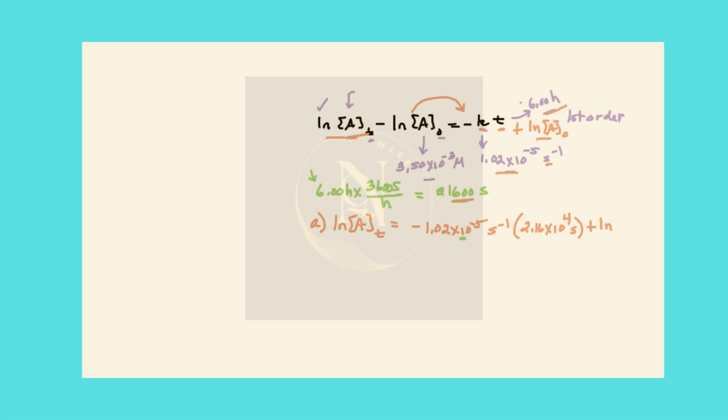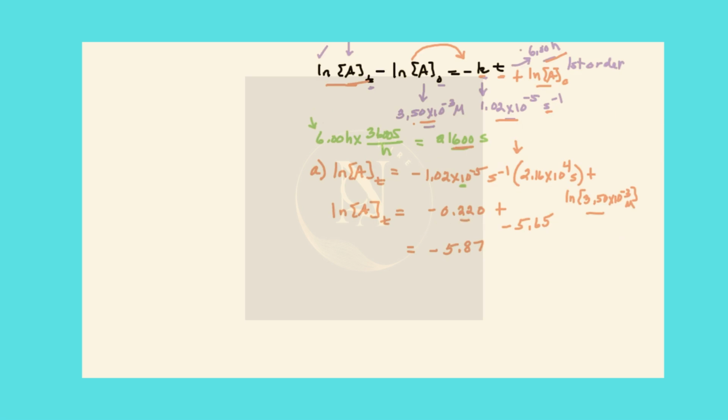And then we add natural log of our starting concentration, which was the natural log of that 3.5 times 10 to the negative 3 molar. So let's go ahead and figure out this product and the natural log of this term and add them together and see what we come up with. So negative 0.220 is what we get for our initial product. Natural log term gives us negative 5.65. We add those two together, we get a negative 5.87, which is equal to that natural log of the concentration at time t. So we're going to take now the inverse natural log of that negative 5.87 term to ultimately give us then the concentration at time t.